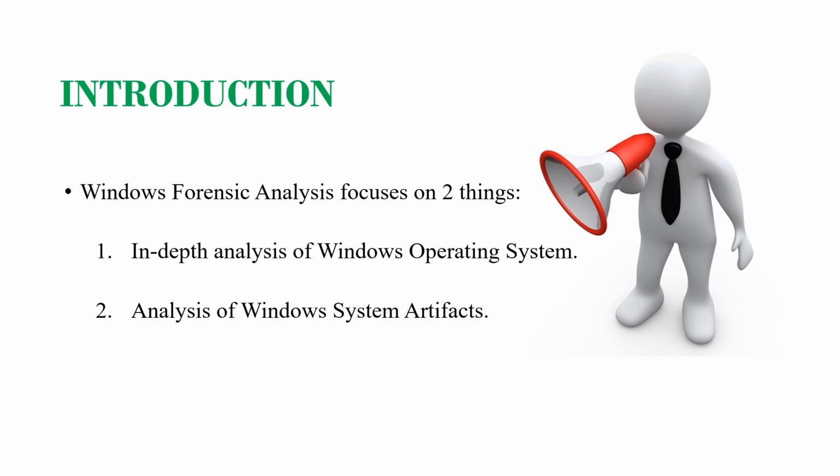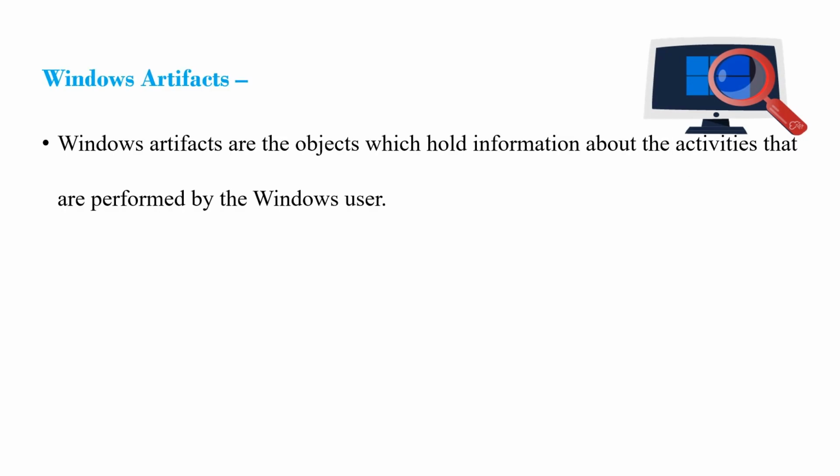Next is analysis of system artifacts. So further we'll see some important Windows artifacts and their forensic values in the next slides. Before that, we'll understand what is meant by Windows artifacts. Windows artifacts are the objects which hold information about the events that are performed by the user. Means it contains the information about the activities which are performed by the user.